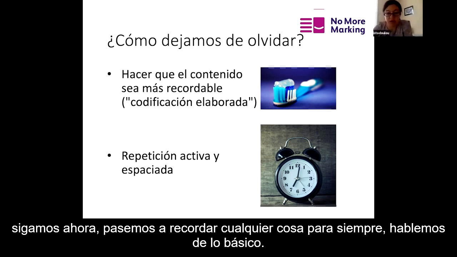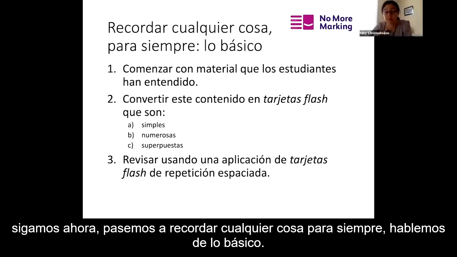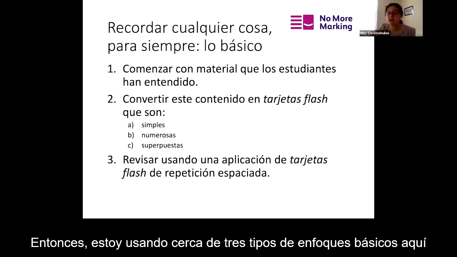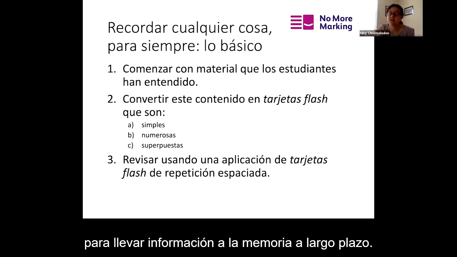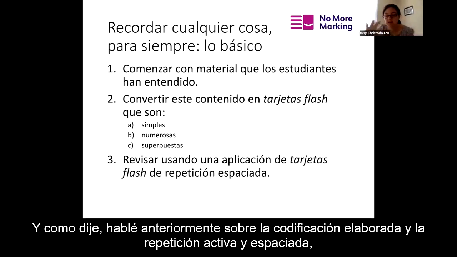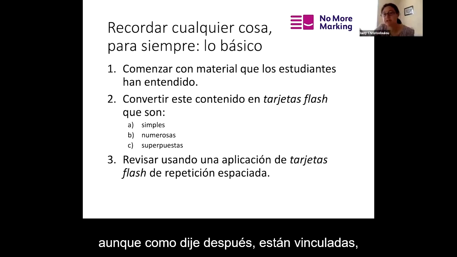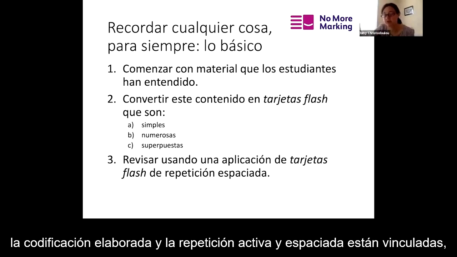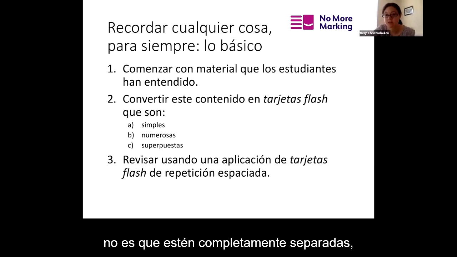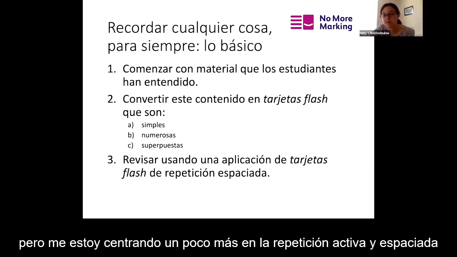Moving on now to remember anything forever, let's talk about the basics. So I'm going to talk about three basic approaches here for getting information into long-term memory. And as I say, I talked on the previous one about the elaborative encoding and the active and spaced repetition. I am focusing a bit more in this talk on the active and spaced repetition side of things, although, as I'll come to say later, they are linked. It's not that they are completely separate, but I am focusing a bit more on the active and spaced repetition.